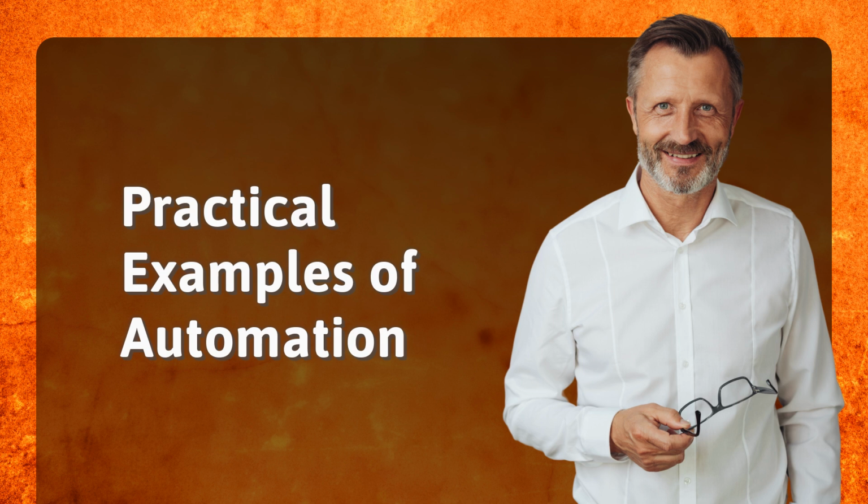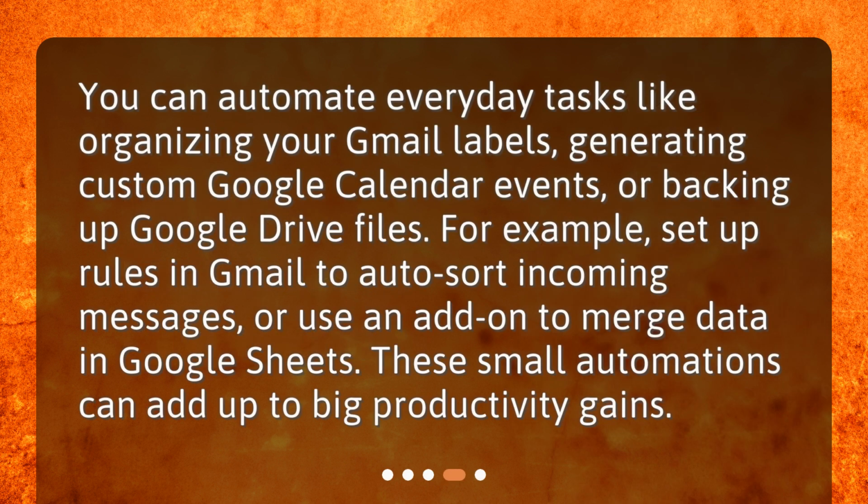Practical examples of automation. You can automate everyday tasks like organizing your Gmail labels, generating custom Google Calendar events, or backing up Google Drive files. For example, set up rules in Gmail to auto-sort incoming messages, or use an add-on to merge data in Google Sheets. These small automations can add up to big productivity gains.